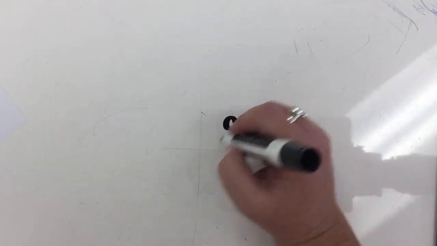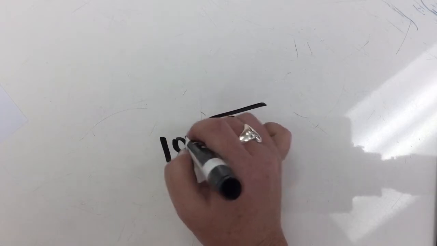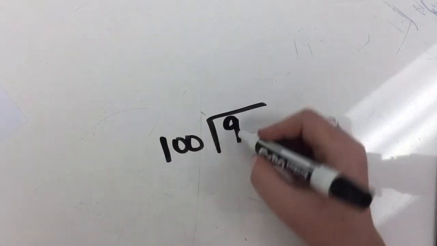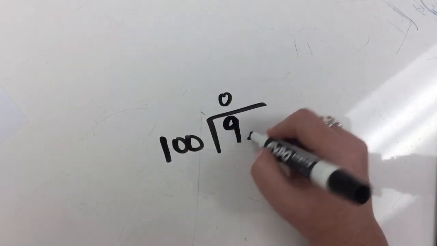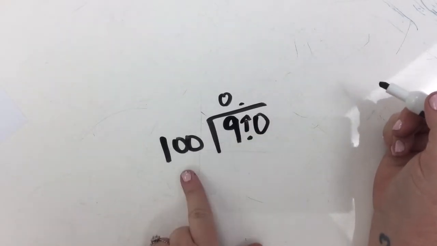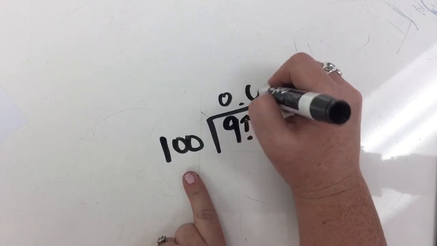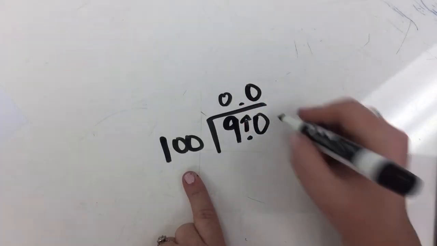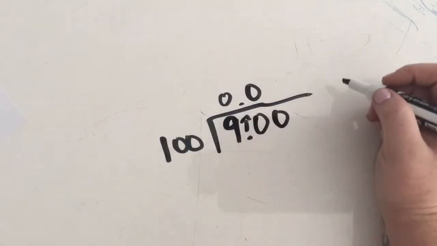And my percent is 9%. So 9 divided by 100. I cannot divide 9 by 100, so let's put a 0. Try to add a decimal and a 0 and see if that'll work. I cannot divide 90 by 100, so I've got to put a 0 there. Let's add another 0.